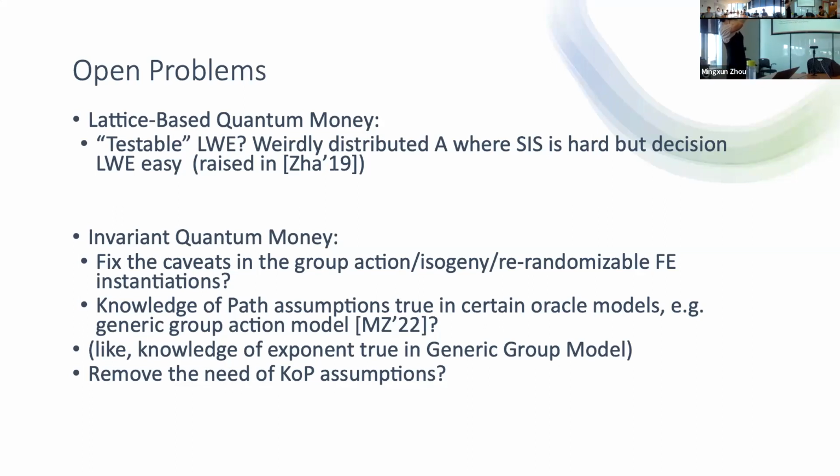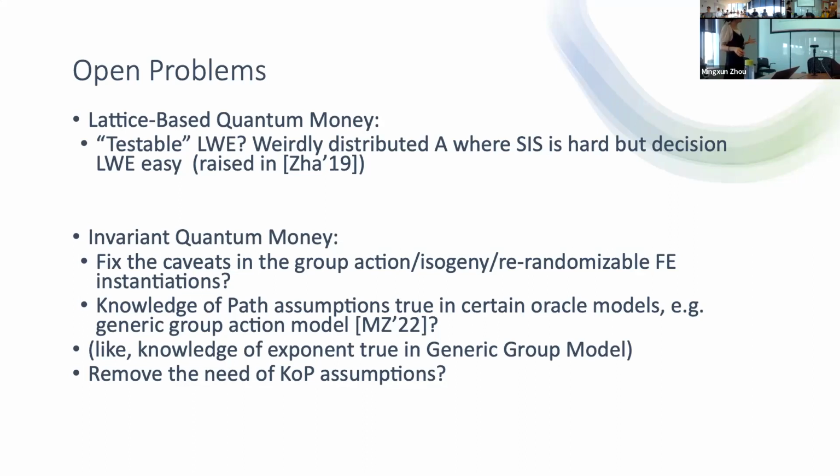And then for the second part, of course, as I said, our assumptions are kind of crazy, and our constructions have caveats here and there in our instantiations. So what about making them more reliable, instantiating the whole framework from more well-founded, better-founded assumptions? And finally, can we show the knowledge-of-path assumptions in some oracle models?